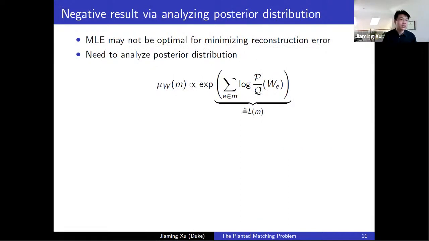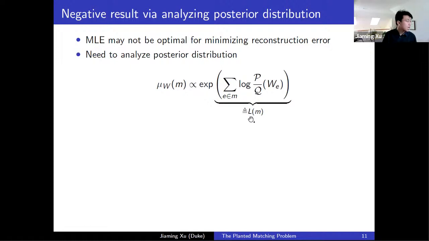The crucial thing here is that this maximum likelihood estimator may not be optimal for minimizing error anymore. So we cannot just focus on maximum likelihood estimation. Instead, we need to analyze the entire posterior distribution. Okay, so here is the posterior distribution of the matching given the observed weight W. It's just proportional to the exponential of the log likelihood weights.